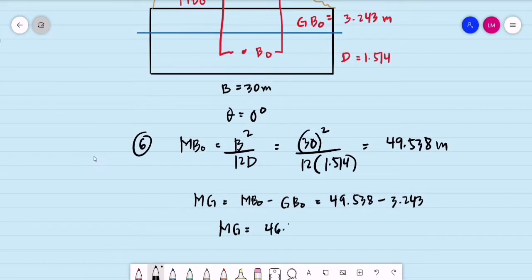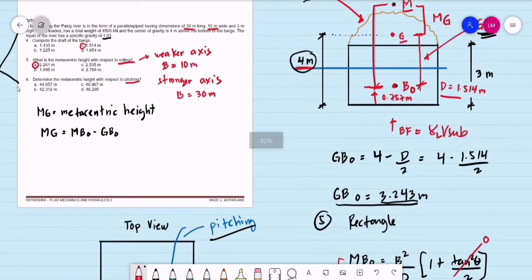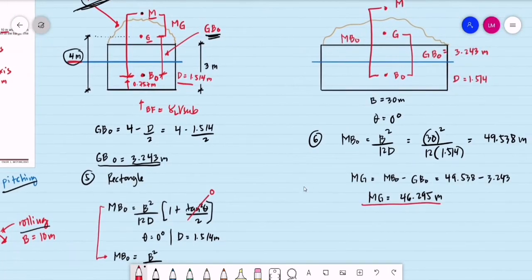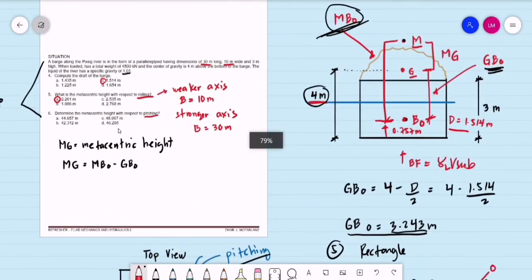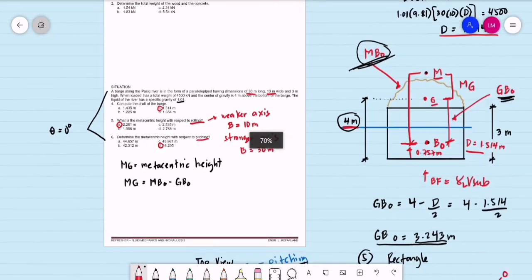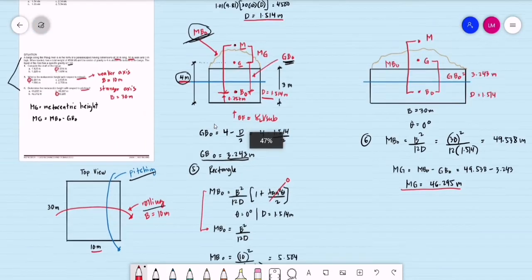So 46.295 meters. So check natin if we have this value sa choices. Question number 6. 46.295. Okay, so we have that as letter D tayo. 46.295 meters. So this will be our solution. Okay, for question 4 to 6.